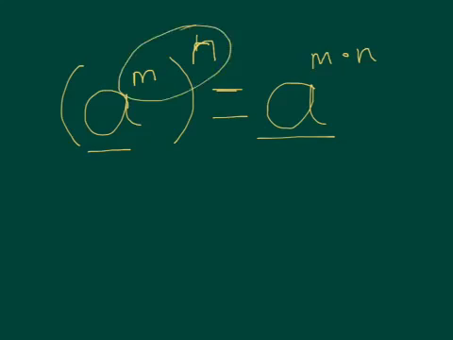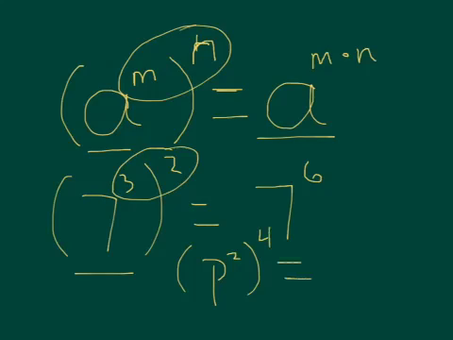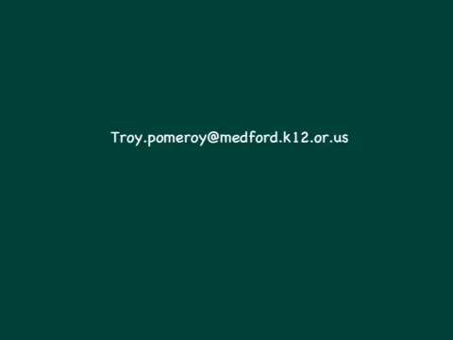So when we had 7 to the third to the second, when we got 7 to the sixth, what we did is we kept the 7, kept the base, and rather than add these exponents, we multiplied them to get 7 to the sixth. And likewise, when we had P to the second to the fourth, our answer was P to the 8th. So I keep the base and I multiply the exponents when I'm raising a power to a power. That concludes video number 3.